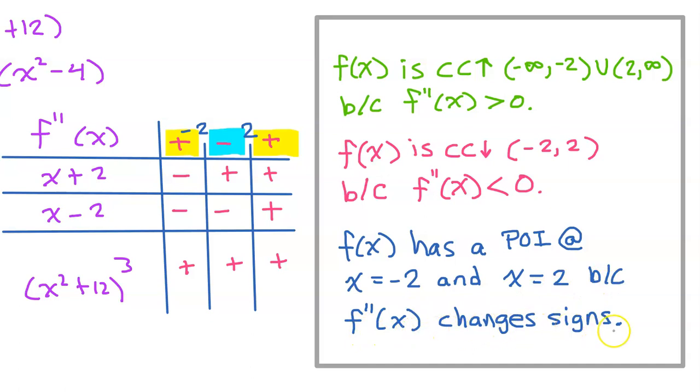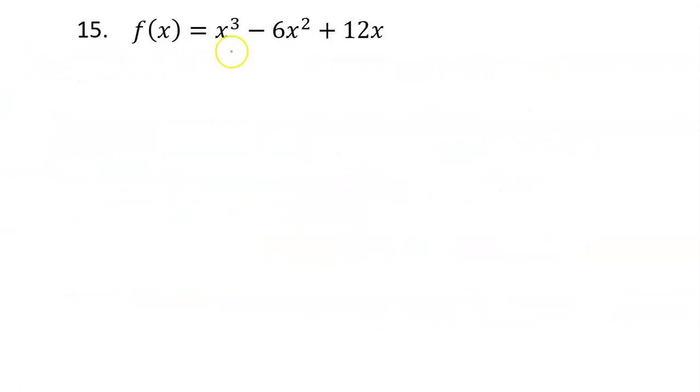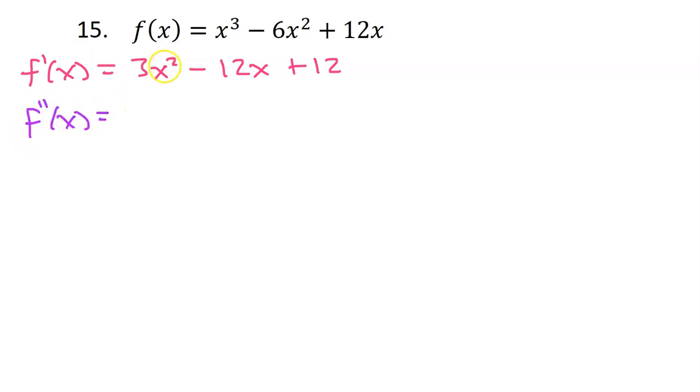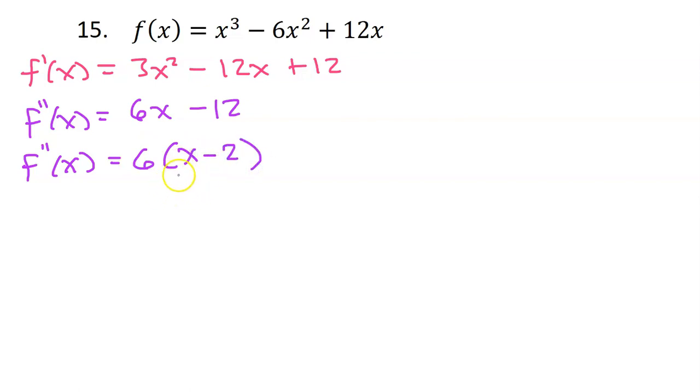Let's start out by finding the first derivative on number 15. So let's see, 3x squared minus 12x plus 12. That's the first derivative. Let's go straight into the second derivative. This will be 6x minus 12. Let's write this in factored form to make it easier to find those special numbers. So we have 6 times x minus 2.